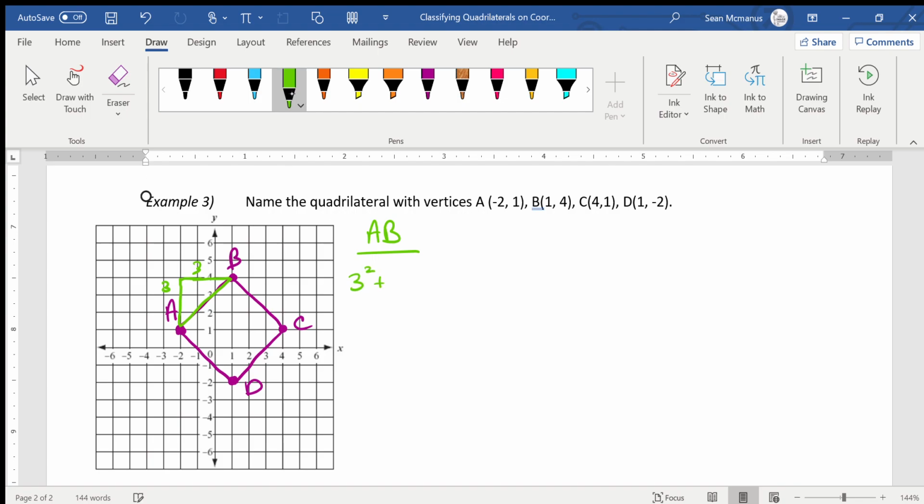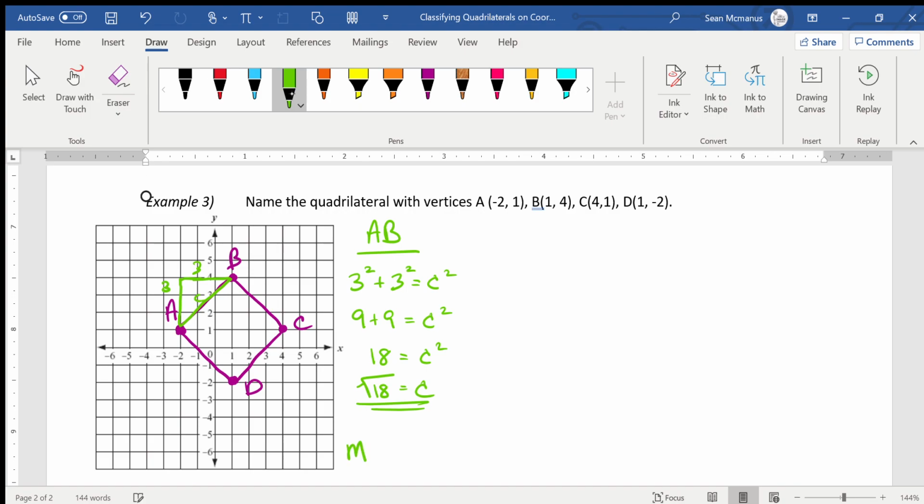3 squared plus 3 squared equals c squared. Right? C is the hypotenuse. 9 plus 9 equals c squared. 18 equals c squared, and I want not c squared, but c, so I take the square root of both sides. And for right now, we're just going to leave it like that. In Math 2, you'll learn how to simplify that a little bit more. So that's the length of side AB.